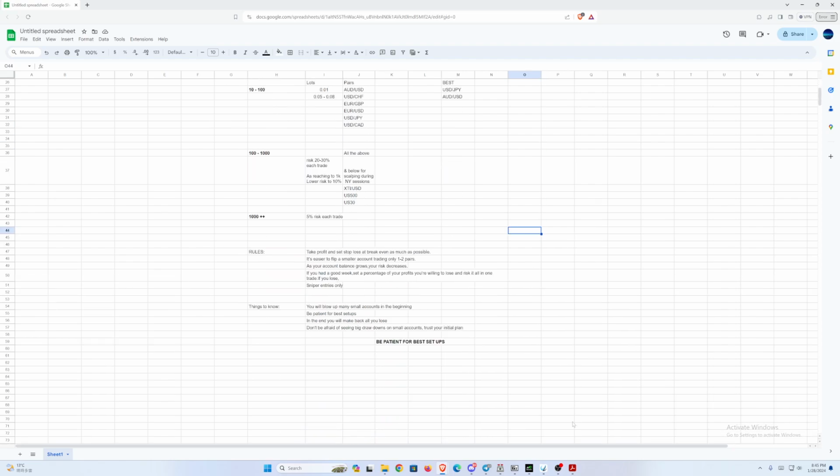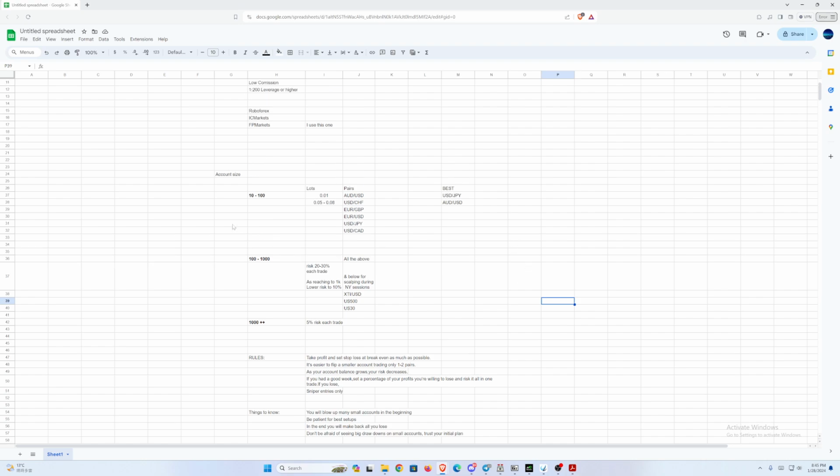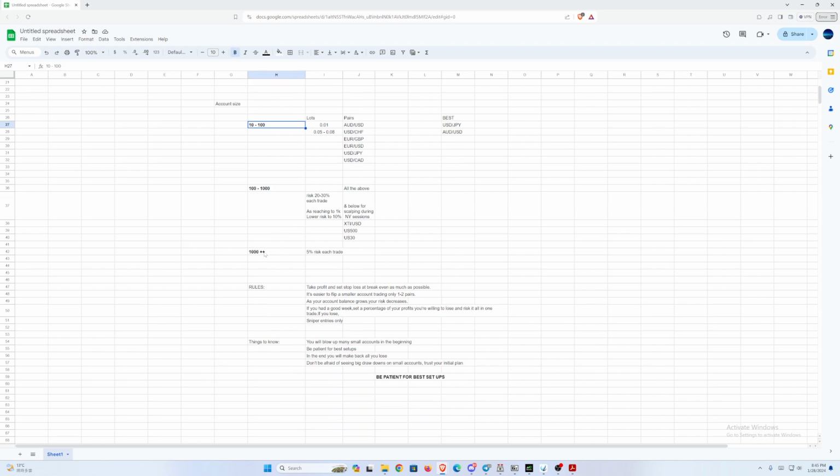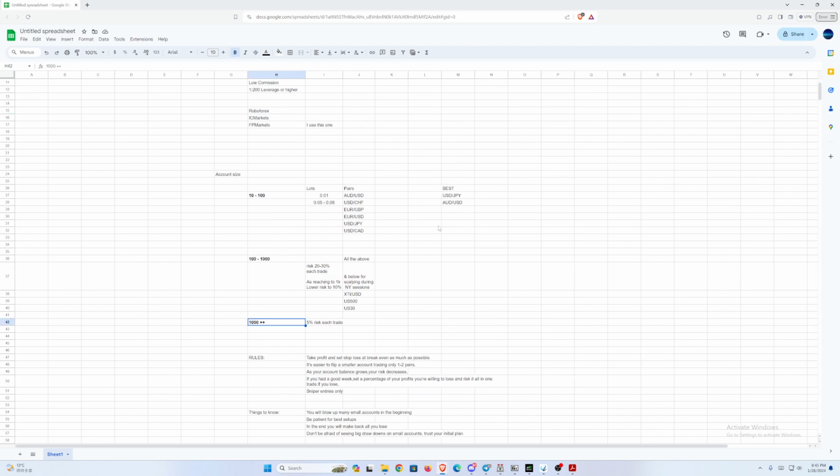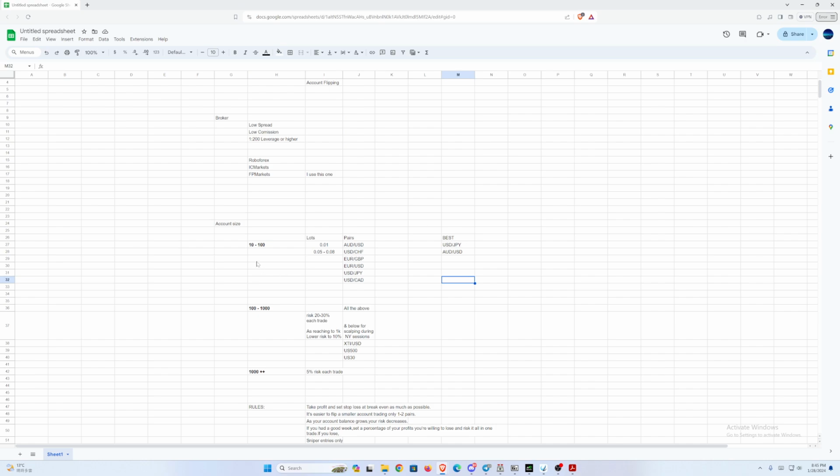So let's talk about the strategy itself. We are going to start to grow the account from $10 all the way to $1,000 and more. From $10 to $100, we are only going to use these kinds of pairs: Australian dollar, US dollar. You can see all these pairs. We're going to use these. The best of them are these two.